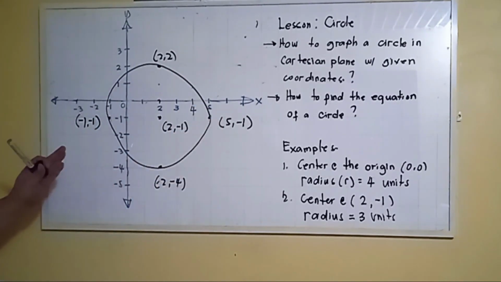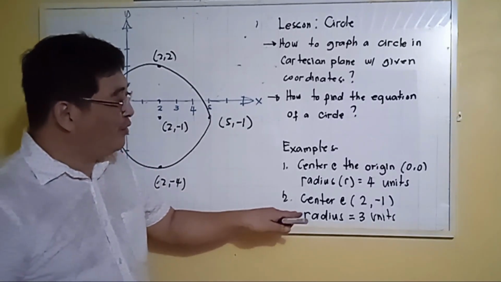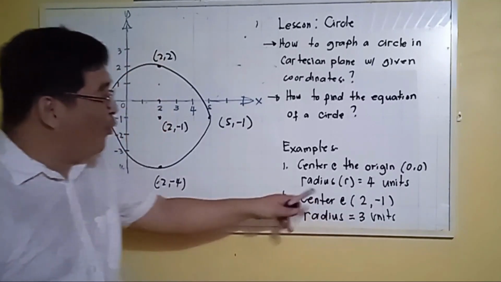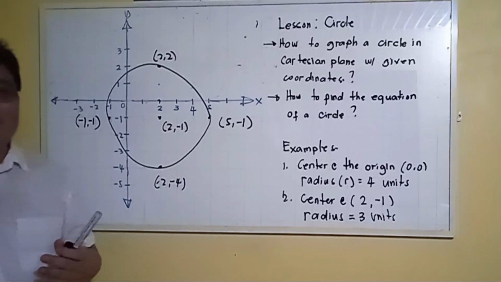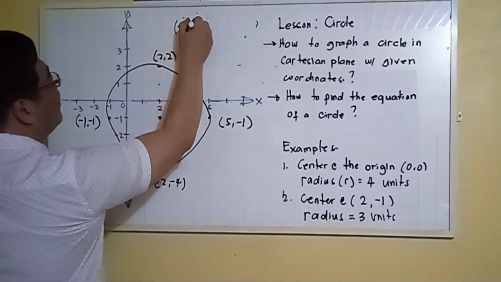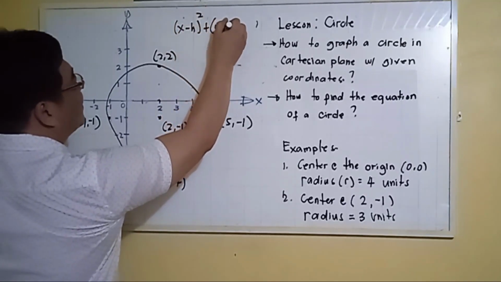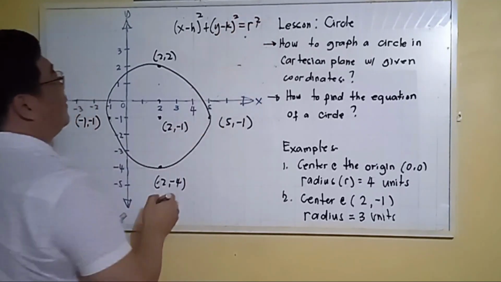So, ito na yung ating graph ng circle ng number 2 example with center at 2, negative 1 and radius is 3 units away from the center. Ngayon, babalikan natin yung equation of the circle in standard form. (x − h)² + (y − k)² = r².